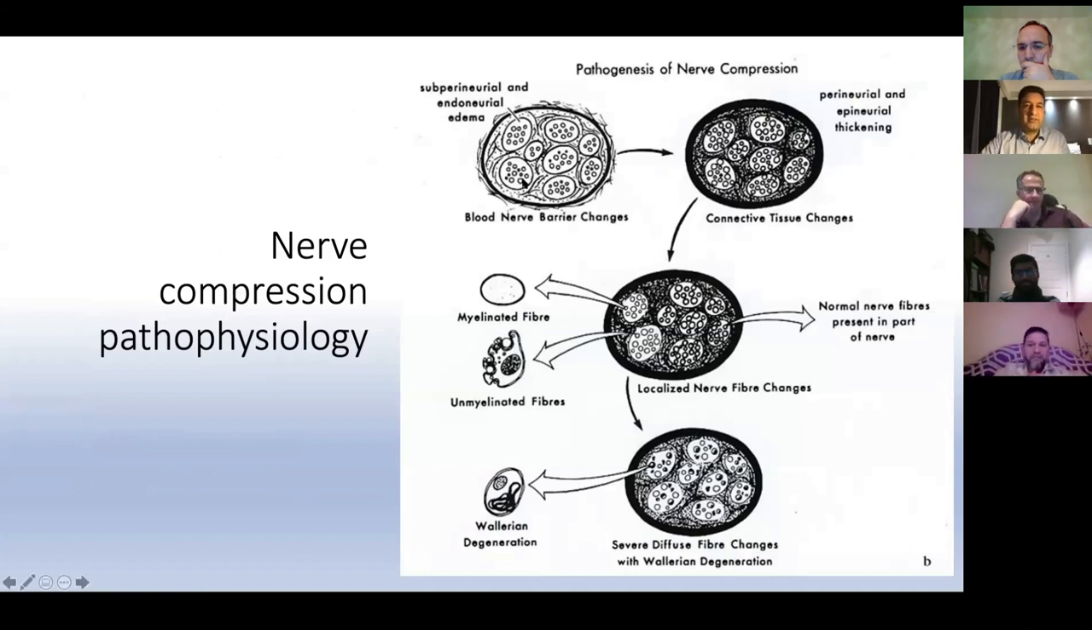You start off with changes in the blood nerve barrier. You get compression and edema, which leads to thickening. And essentially what it does is it leads to localized nerve changes. You get an influx of these inflammatory cells, which otherwise were not able to get inside. They lead to increased permeability and start to cause breakdown in the nerve. And that will eventually progress to Wallerian degeneration.